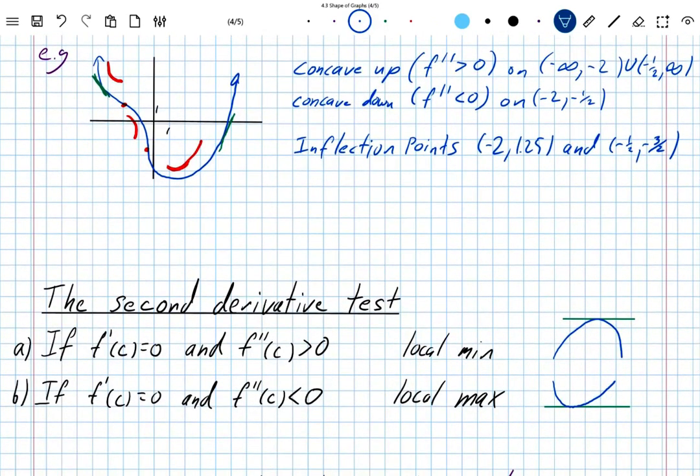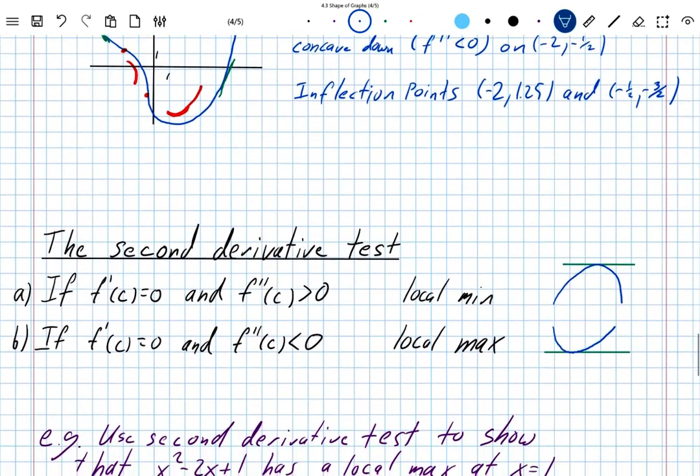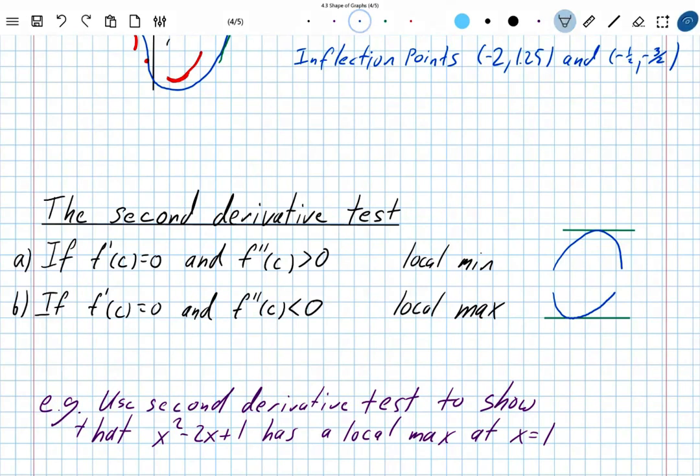So let's do an example that actually lets us find something that we already know about, which is local maxes and mins. So there's something called the second derivative test. We already learned the first derivative test. So when we go from a positive derivative to a negative derivative, we're at a local max. The question is, can our second derivative tell us that? And the answer is yes.